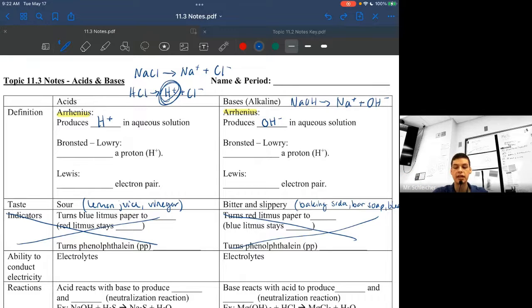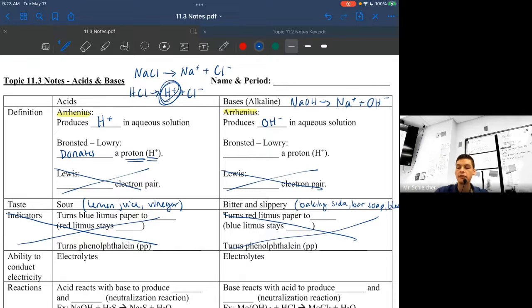Another definition that came along later is a little more accurate. We're going to skip this Lewis definition. What are the definitions from Bronsted and Lowry? Two chemists here that said, well, maybe Arrhenius's definition doesn't always work. So a good definition for an acid would be anything that donates a proton. By the way, proton means the exact same thing as H plus.